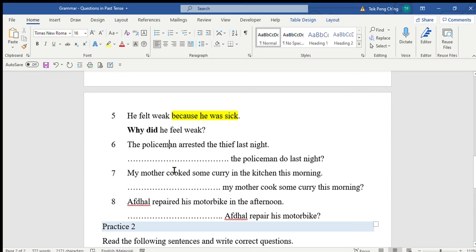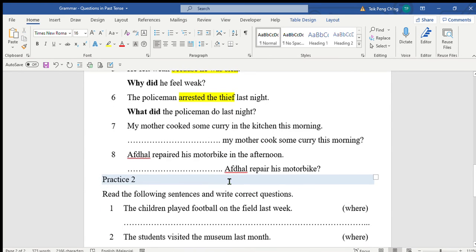Number 6. The policeman arrested the thief last night. The policeman did what last night? So what is the missing information? Arrested the thief. So in this case, we want to ask, the policeman did what last night? The policeman arrested the thief last night. So we have to use what did the policeman do last night?